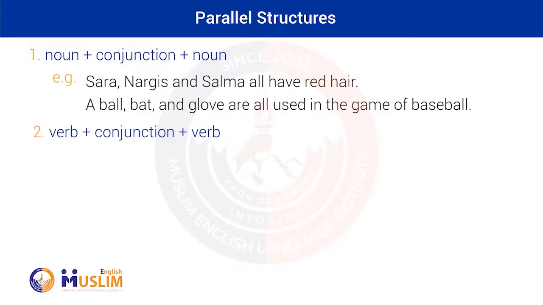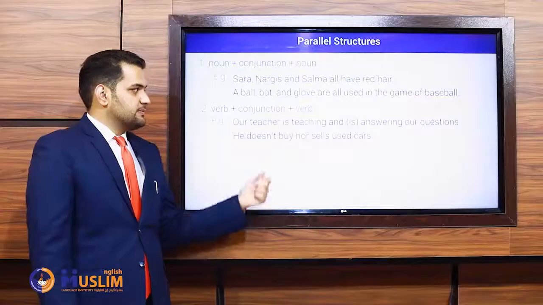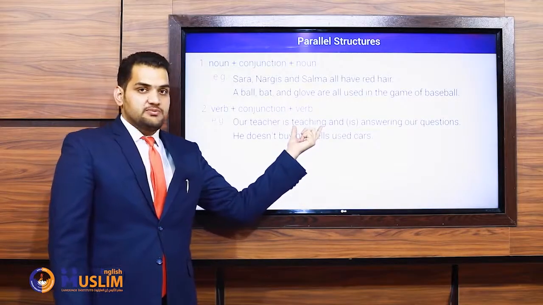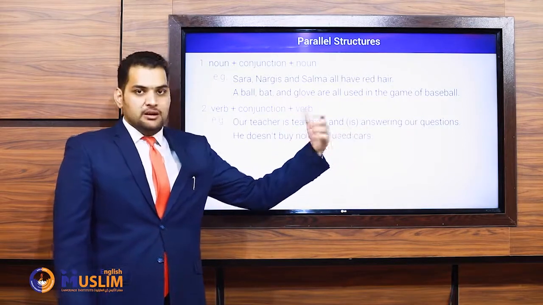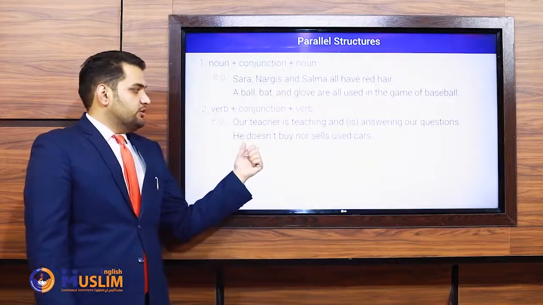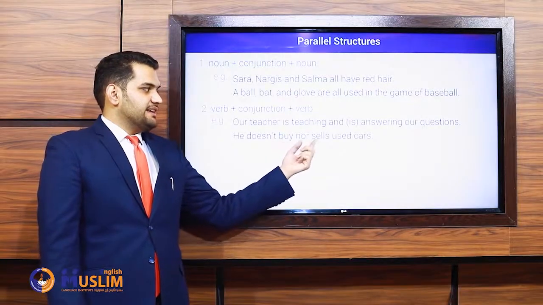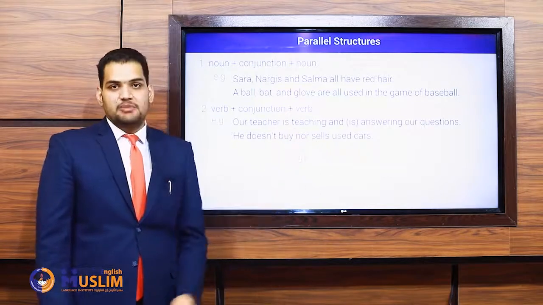Number two, verb plus conjunction plus verb. For example, our teacher is teaching and answering our questions. Here, the conjunction and is used to combine the verbs teaching and answering. His is something optional here. Or, he doesn't buy nor sells used cars. Here, we have buy and sells, and between these two verbs we have nor, thus making a parallel structure.